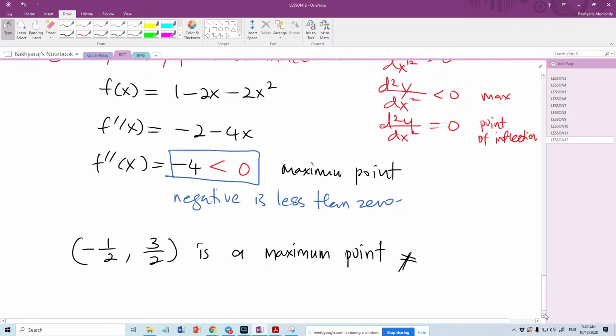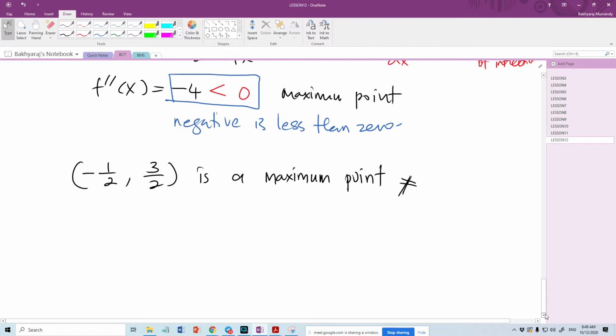Okay, next I give you a new question, question number 3. So question 3, I give you the function f(x) equal 1 over 3 x power of 3 minus 4x plus 4. Try this question.